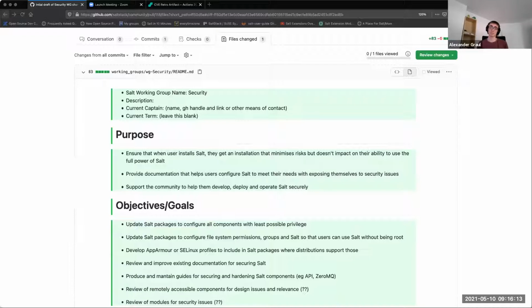For AppArmor and SELinux, it's also interesting, but it's also hard for Salt because it's so huge. And in the end, at least for the minion side, it will do a lot. So people see how, but I think it's still a good idea to work on those.